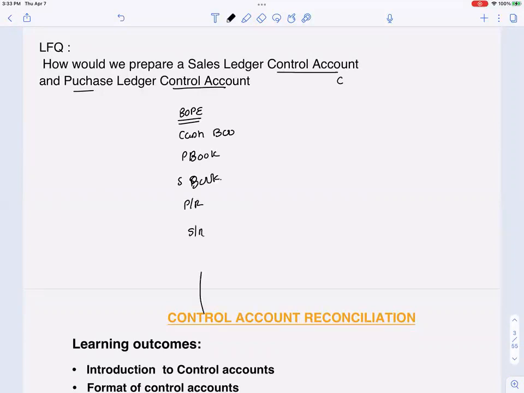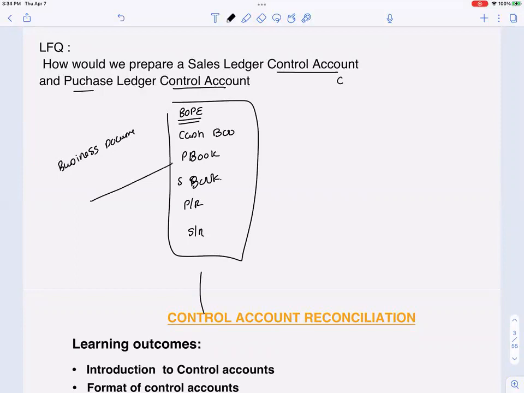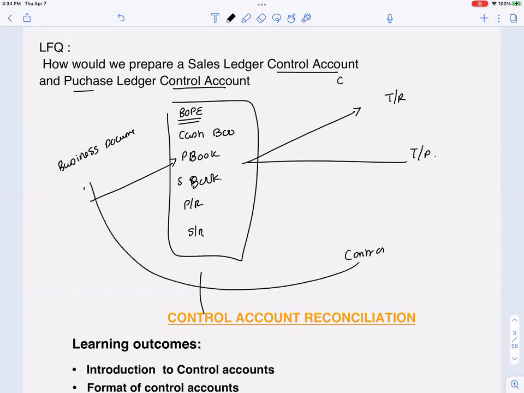Okay. Books of prime entry is made seeing the business documents, right? Okay, fine. So from the business documents, you prepare the books of prime entry, and from the books of prime entry, you prepare trade receivable account and trade payables account. And when you prepare control accounts, you look at this. Which control accounts you prepare? SLCA and PLCA.